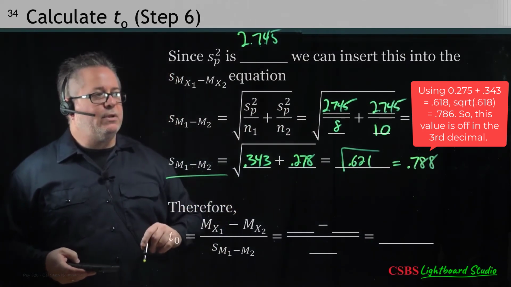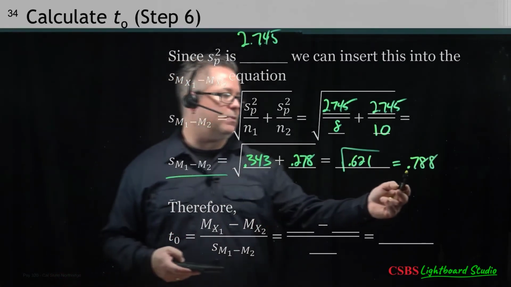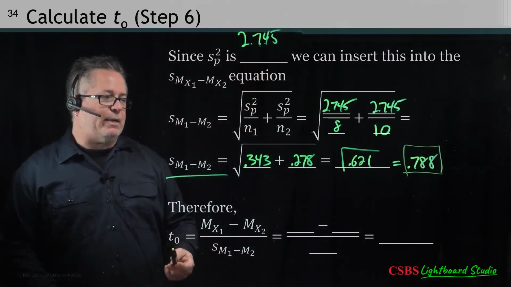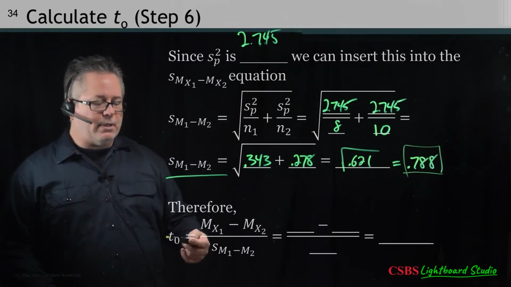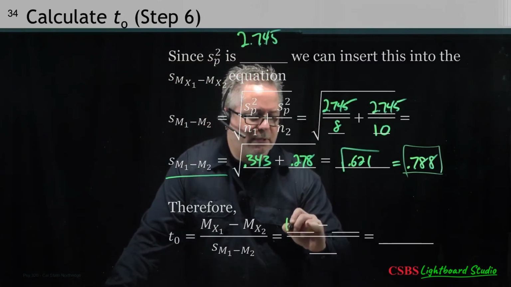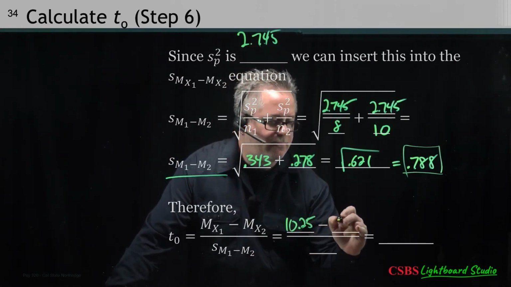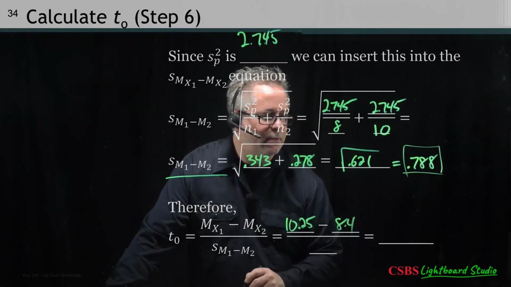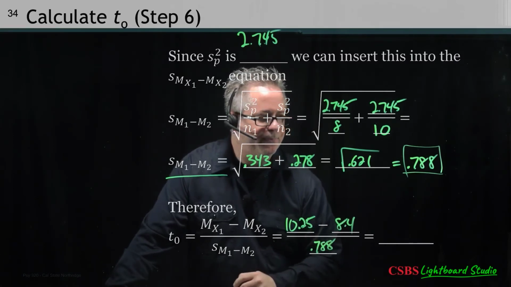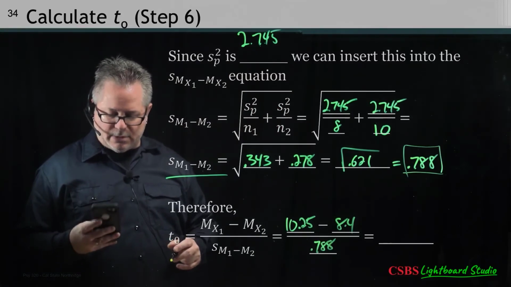So I've now covered step 6a, step 6b by calculating the standard error. I can now complete step 6 by plugging that in. So the two means were 10.25 here, 10.25 minus 8.4, right, over 0.788. All right. So I can do that.